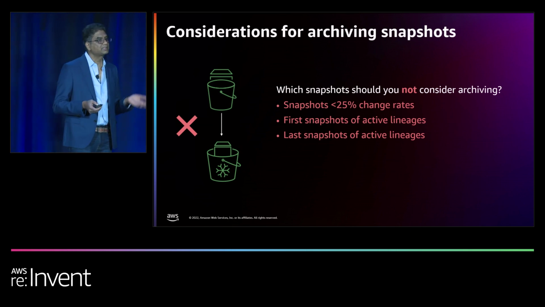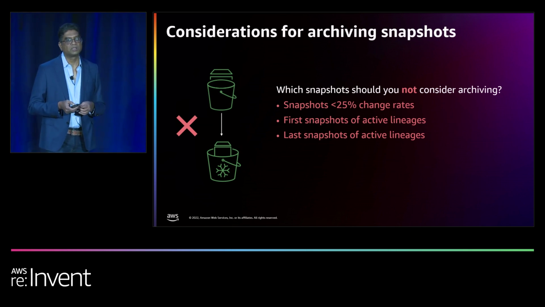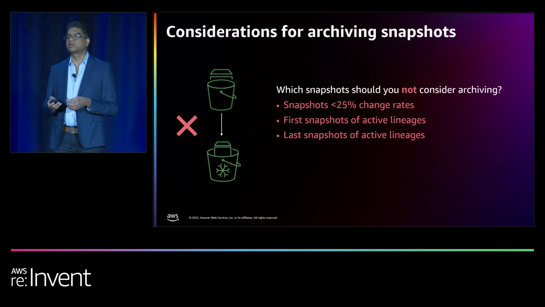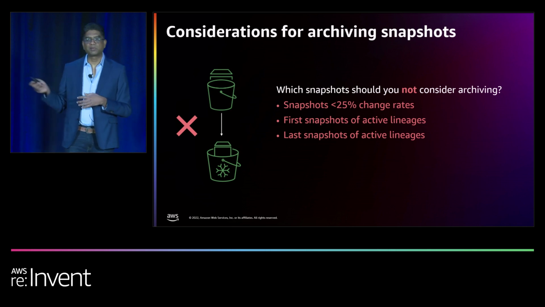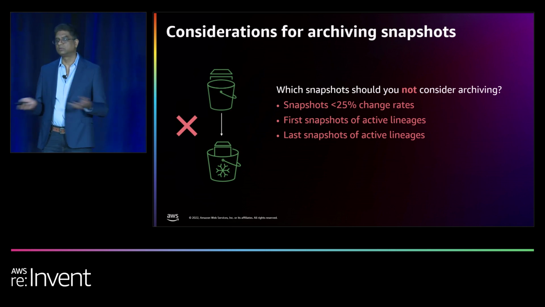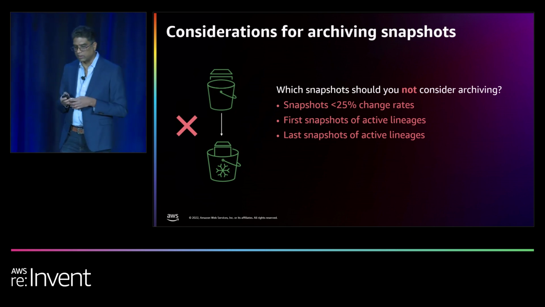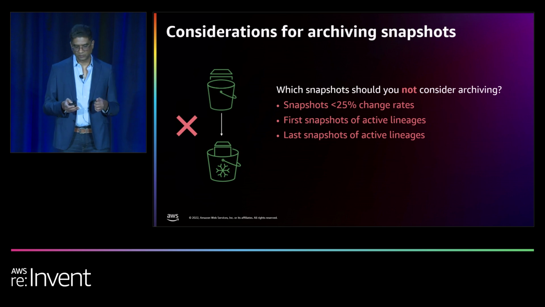Similarly, the last snapshot of an EBS volume is something that we do not recommend for you to archive, mainly because the last snapshot is something that you could potentially be using in the case of a disaster recovery. And so we do not want you to move that snapshot to the archive tier and then essentially have to wait for multiple days to recover. And so we do not recommend archiving the last snapshot of an EBS volume.